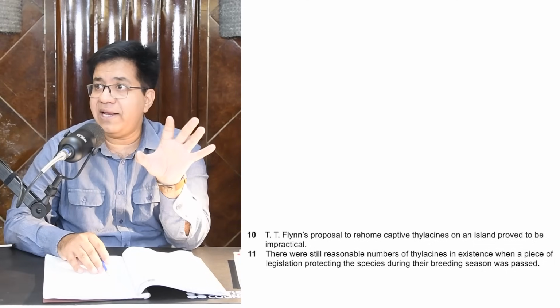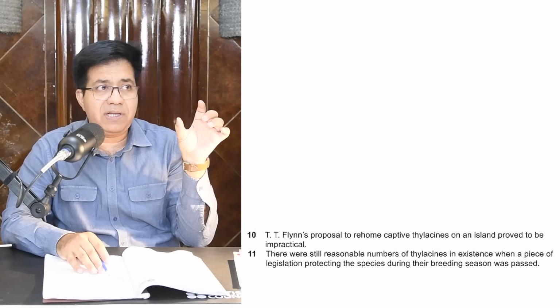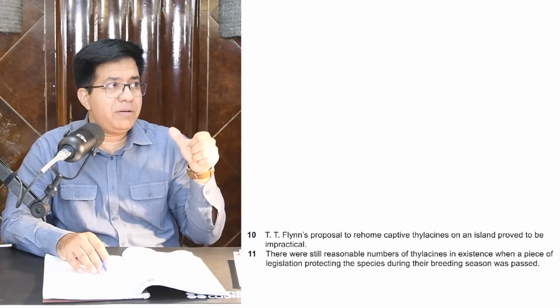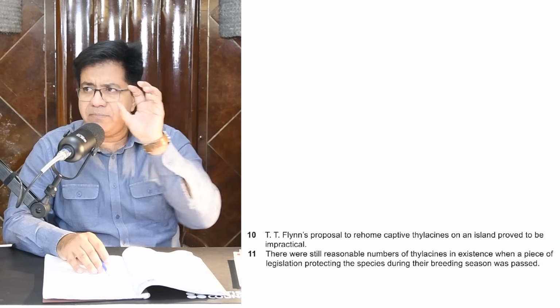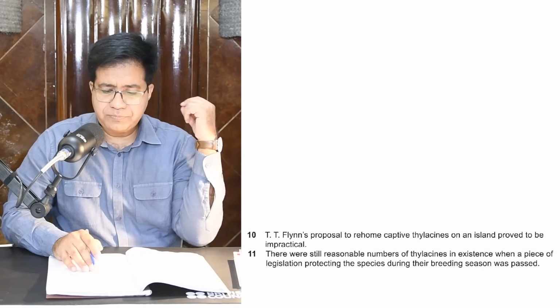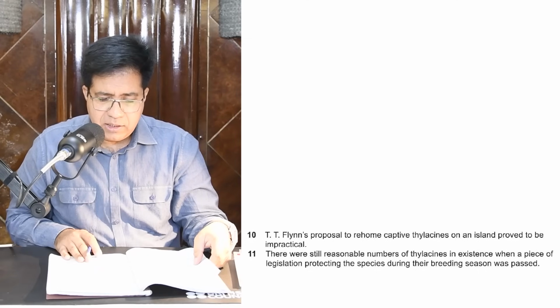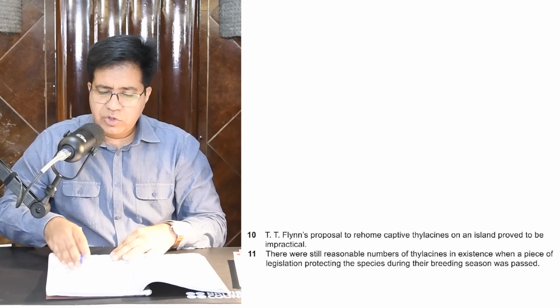And if they don't tell us, when the law was passed, whether the number of thylacine was reasonable or unreasonable, reasonable means quite a lot, unreasonable means few, then it is not given. So please come back. Can you see the word 1929? Okay, and there they talk about this law and all that. So please follow me.